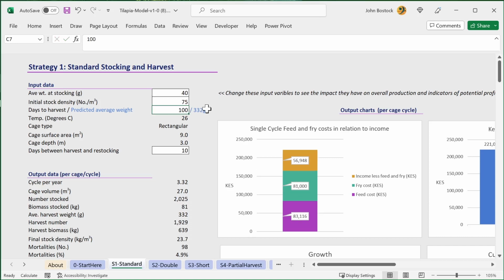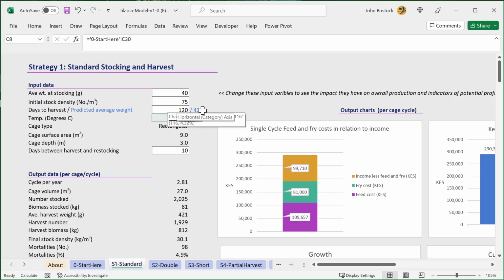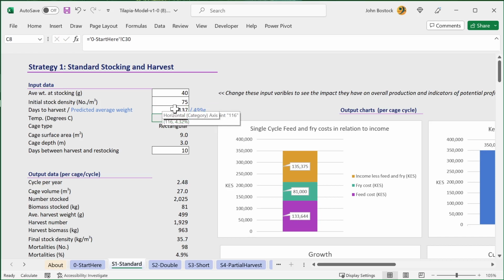You are then asked to specify the number of days between stocking and harvesting the fish. If you have a normal number of days, then you can enter that here. If you plan to grow the fish to a certain average size, note the average weight figure shown adjacent to the days to harvest. As you increase the days to harvest number, the average harvest weight figure will also increase. Adjust the days to harvest number until it predicts your target harvest weight. This section also shows the average temperature and the cage dimensions, which can be adjusted on the 0-Start Here sheet.